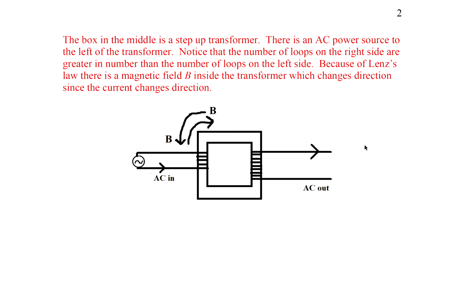So here's another image. The box in the middle is a step-up transformer. There is an AC power source to the left of the transformer. Notice that the number of loops on the right side are greater in number than the number of loops on the left side. Because of Lenz's law, there's a magnetic field B inside the transformer, which changes direction since the current changes direction.